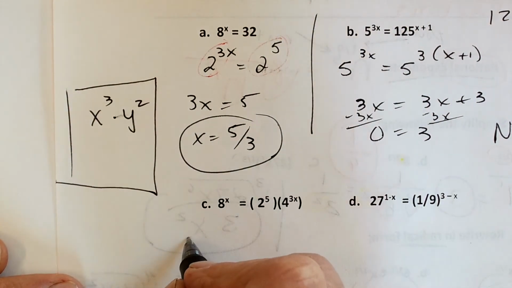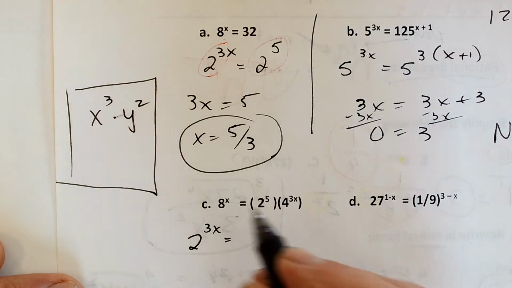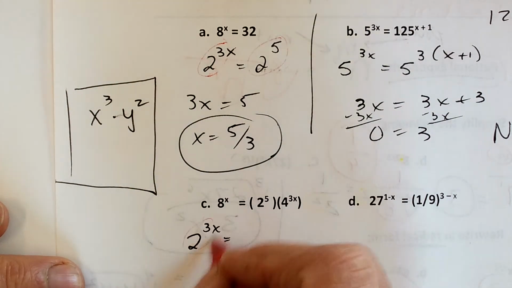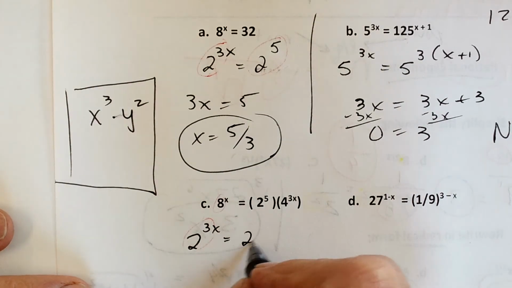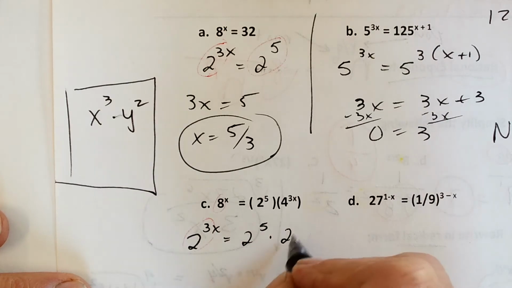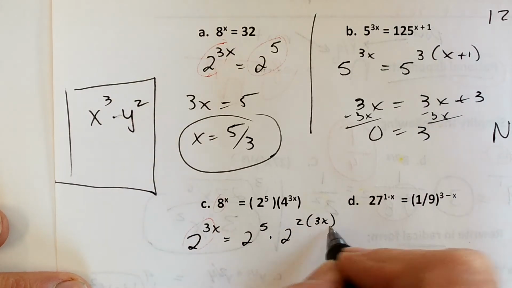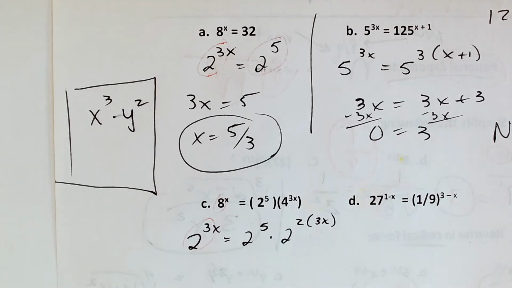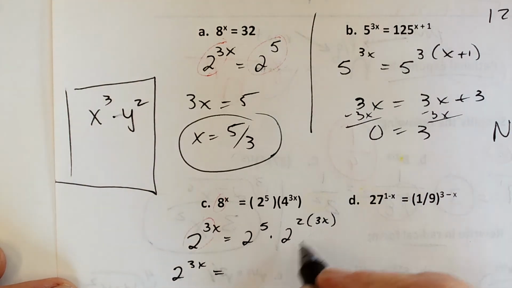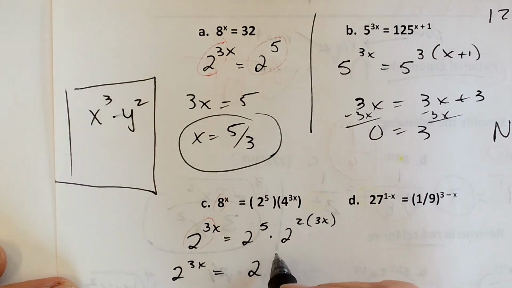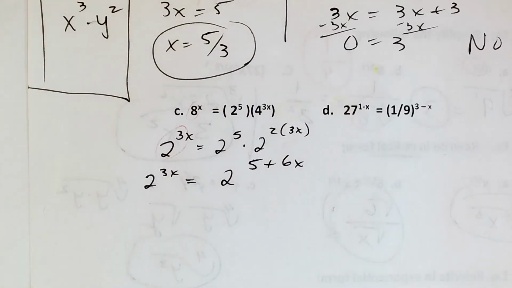So I'm going to make this 2 to the third. Okay, there's my 8, equals 2 to the 5th times 2 squared, right? Because that's my 4. And now, because they are the same bases, I can add the exponents, okay? So I'll get 2 to the 3x equals, well, I'm going to have a 2 to the 5 plus 6x. And I'll let you think about what I just wrote, okay?